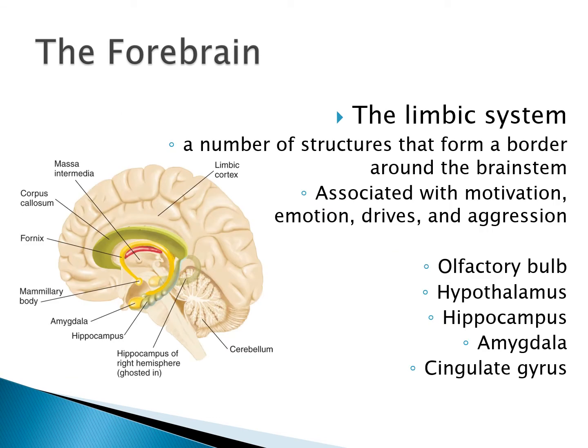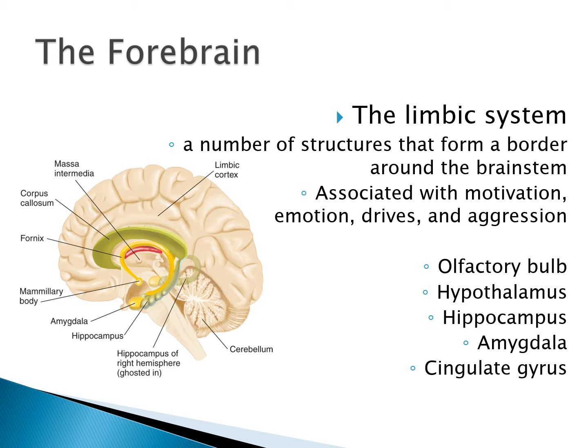Okay, the limbic system is a really interesting system of structures in the brain. Limbic means border. It looks like the border around the brainstem, but the system itself is associated with motivation, emotion, drives, and aggression. And of course, you might notice that some of our memory structures are also part of this, as memory is part of that kind of motivation and emotional response, because what we remember is important for all of that. I have a list of structures here.